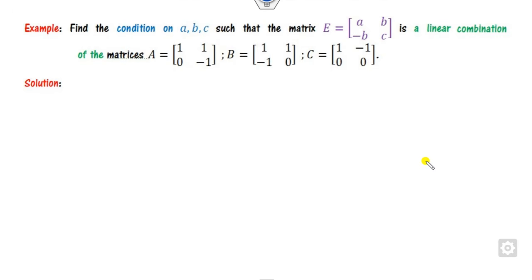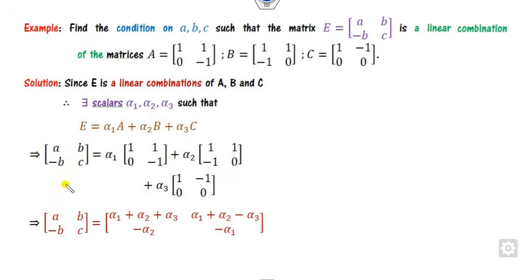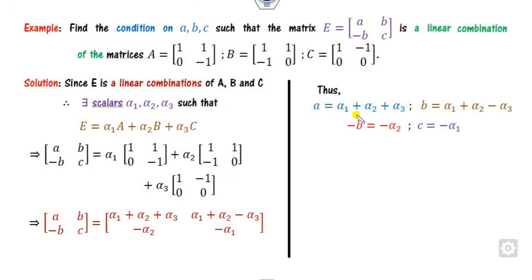Another example: you have to find the condition on A, B and C so that the matrix E is a linear combination of these. It means it is written in the form of a linear combination. Your target is to find the values of A, B and C. What is the definition of the linear combination? It means you can write this as a linear combination. You can substitute the value of E, the value of A and so on. Now since the two matrices are equal, your target is to find the values of alpha 1, alpha 2 and alpha 3.